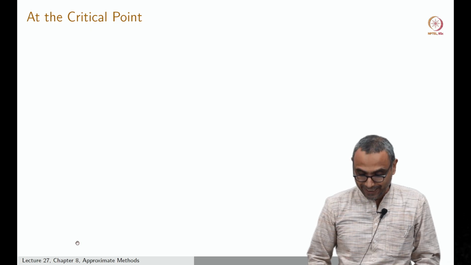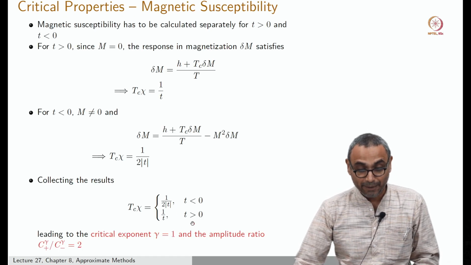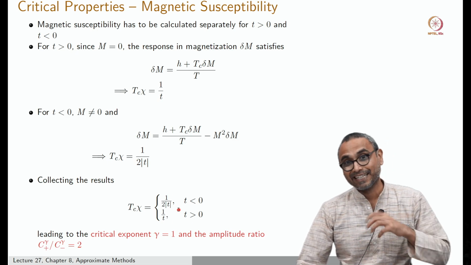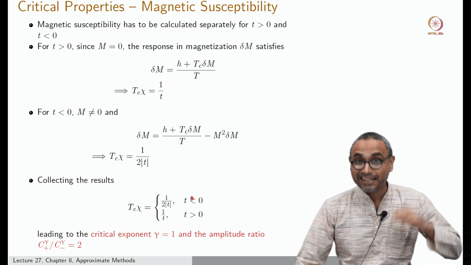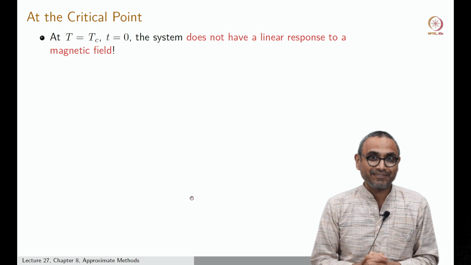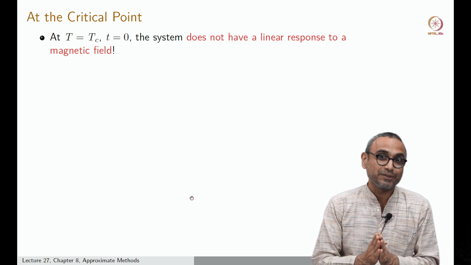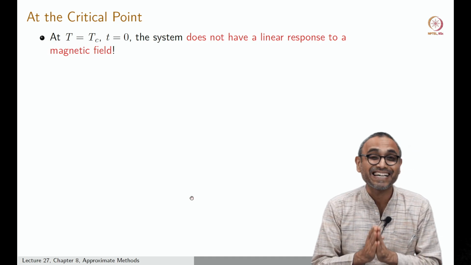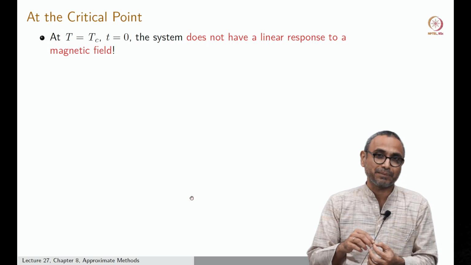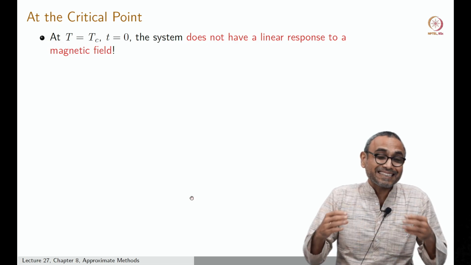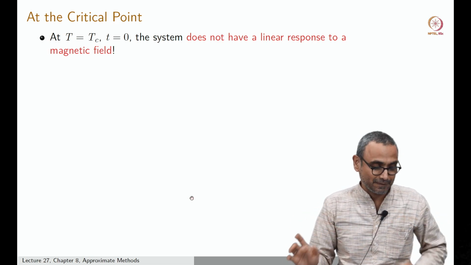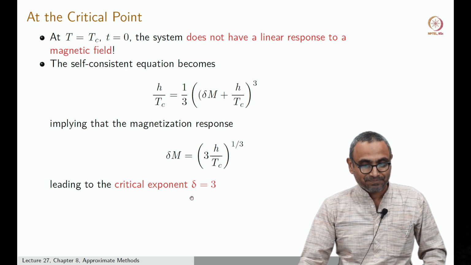Okay, so you see I carefully sidestepped the question of what happens at t equal to 0 here. This result is valid for t less than 0 and this result is valid for t greater than 0. What happens at t equal to 0? The message I want to convey in this slide is that at t equal to 0, the system does not have linear response. That means if I keep the system at the critical temperature and apply a magnetic field, the magnetization I will get will not be proportional to the magnetic field. It does not have linear response. How do I see that?